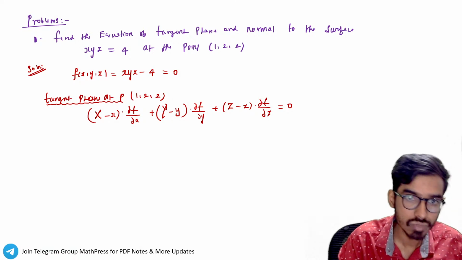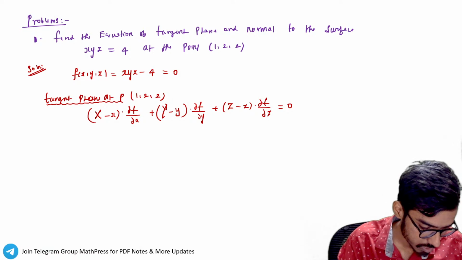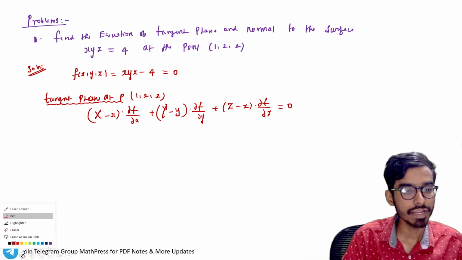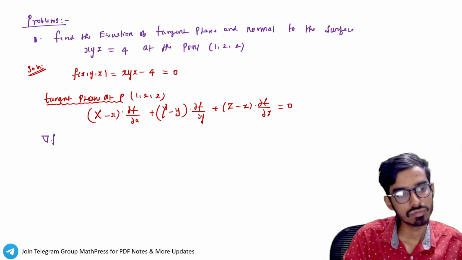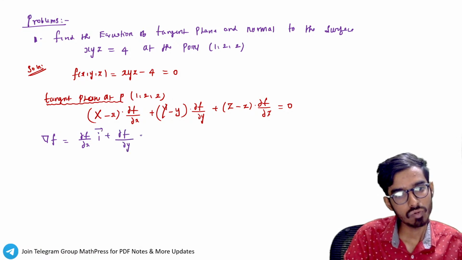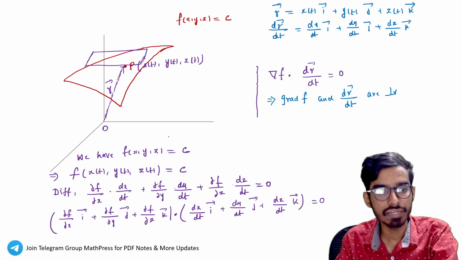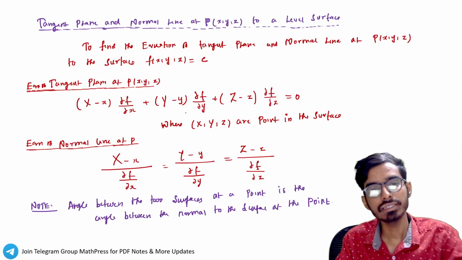Let's check the question once again. Is xyz equal to 4? So what we'll do is we will find grad f. So what is grad f? It is ∂f/∂x i vector, ∂f/∂y j vector, ∂f/∂z k vector. Actually, this is in Cartesian form, right? It is in Cartesian form.